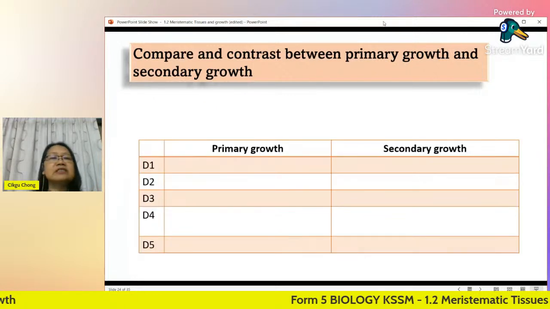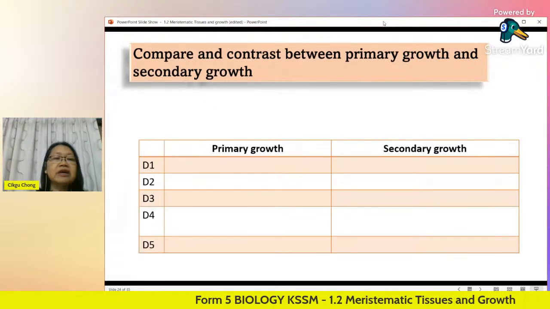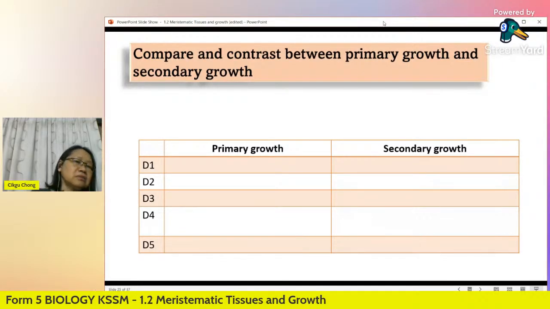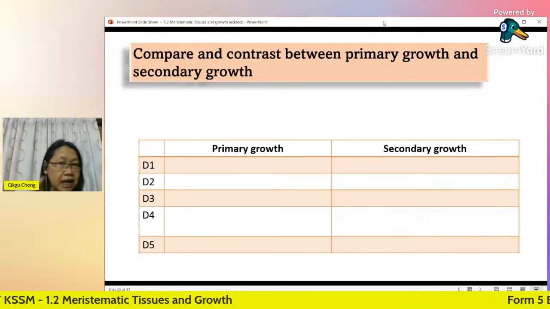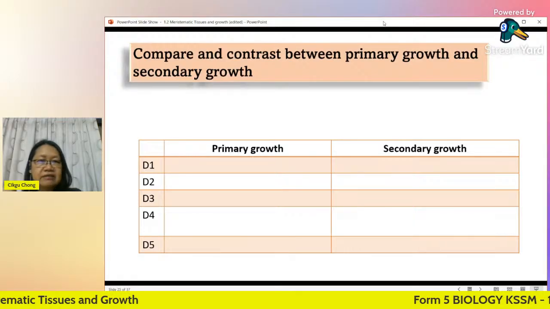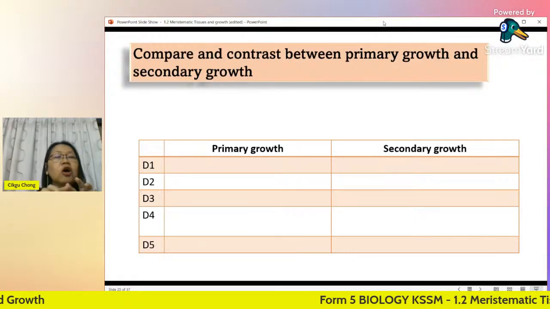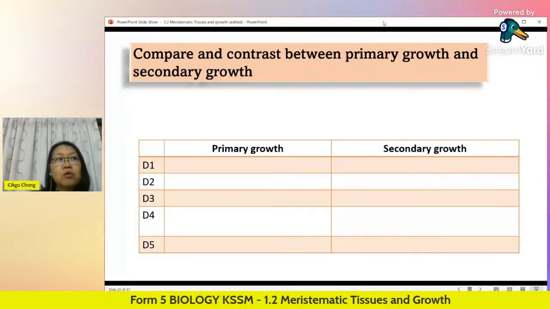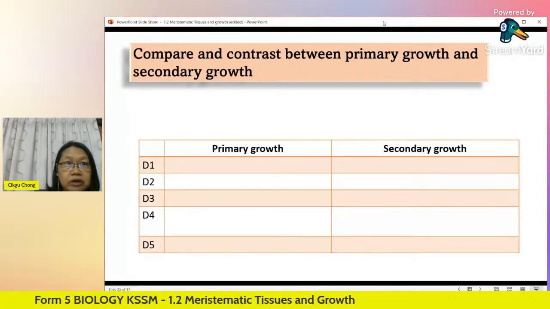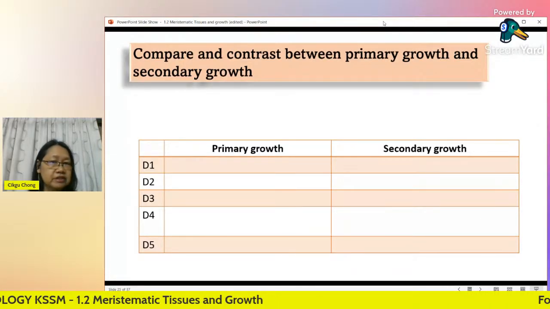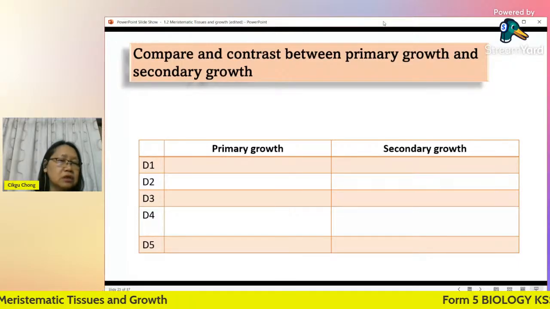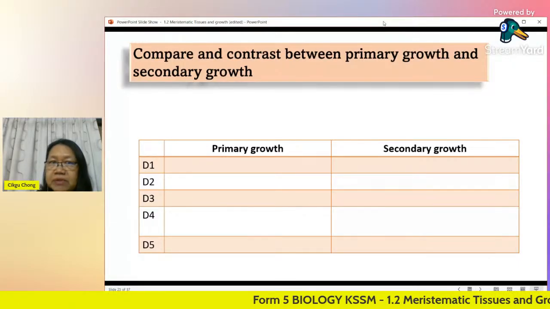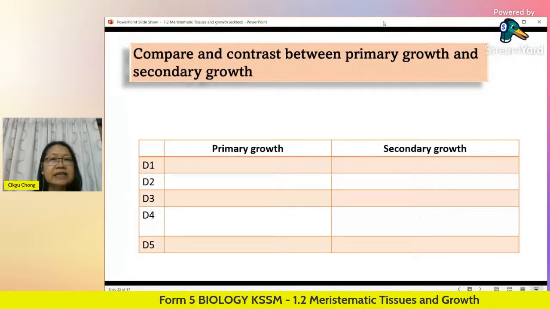Differences. I have 8 here. So remember, when you write your answer, please write primary growth is this, but secondary growth is that. Write both sides and always put it in one sentence. Don't dedicate one whole paragraph to primary growth and then another paragraph to secondary growth. You will lose a lot of marks because this is not how they mark it in SPM.